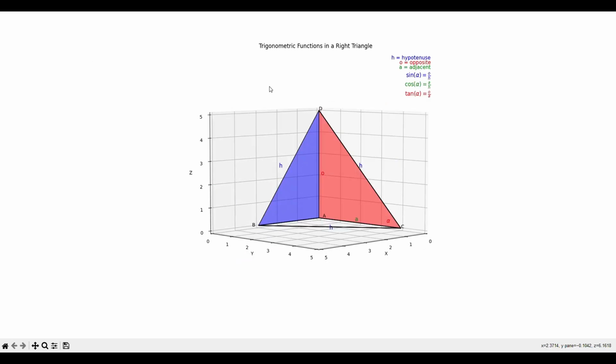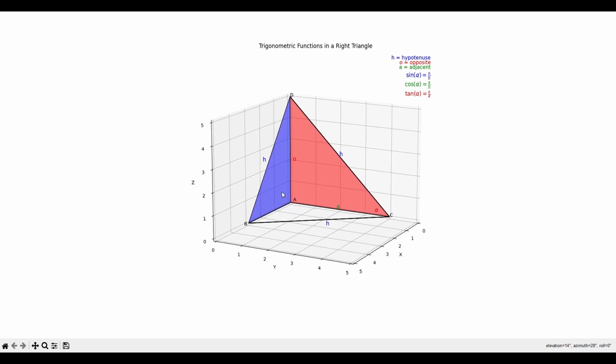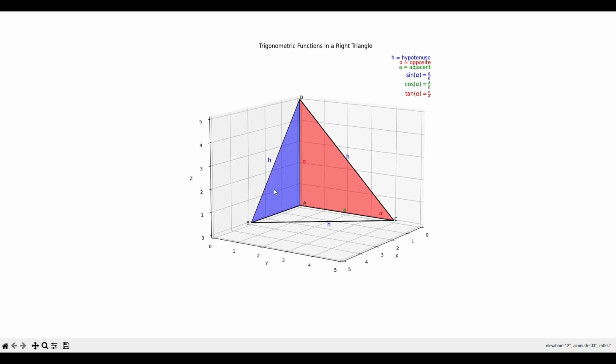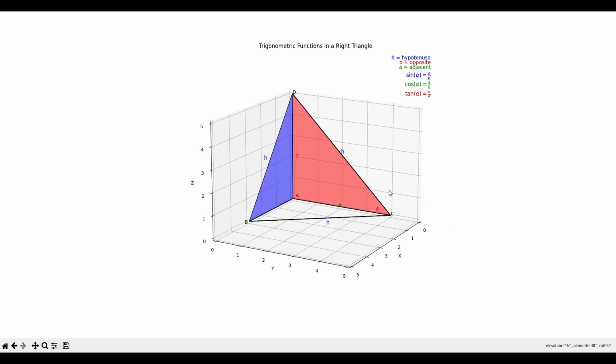In this section, we will visualize a right triangle in 3D. This figure helps to visualize a right triangle in a 3D space. There are three sets of right triangles adjacent to each other. Let's consider the right triangle DAC, which has angle A at right angle. The side DC is the hypotenuse, also labeled as H.